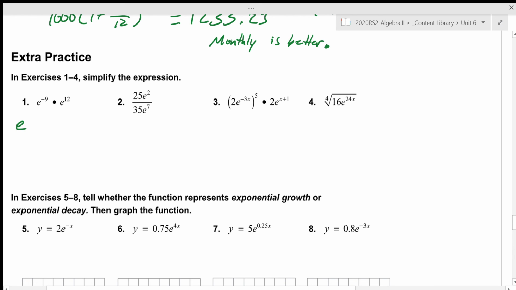All right, so in one, we're just going to have a few practice problems, and then I'll let you get to the practice on big ideas. But first, we're multiplying e's here, e to the negative 9, e to the 12th. Since you're multiplying and they have the same base, you add the exponents, so this is e cubed. That's that simplified.